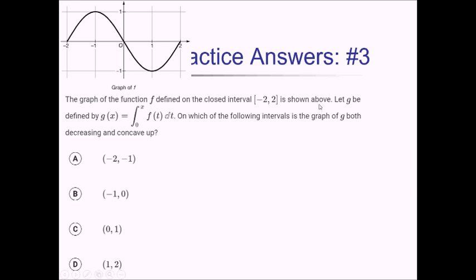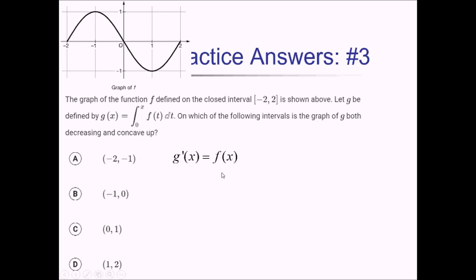So in order to figure out g prime, we're just going to take the derivative of this equation they gave us. Using the fundamental theorem, the derivative of this integral over here, we're just basically plugging x in for t. So this means that g prime of x is really none other than f of x.